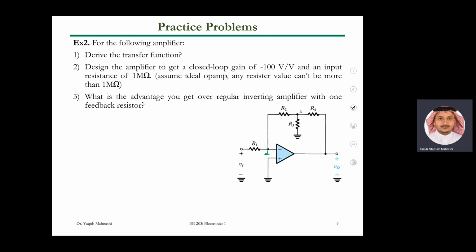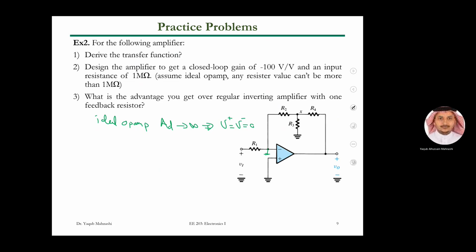Ideal op-amp. So if ideal op-amp, it means AD equals or approaches infinity. It means V negative equals V positive equals 0. Okay? And we know the input current should be 0. Then I apply KCL at the V negative node. If you do that, what will be the KCL here?